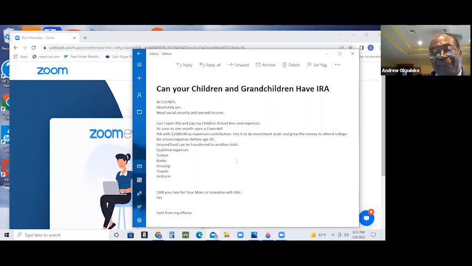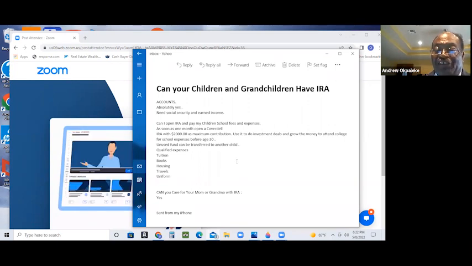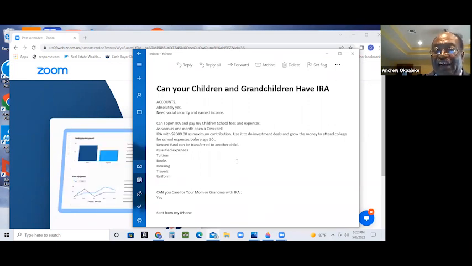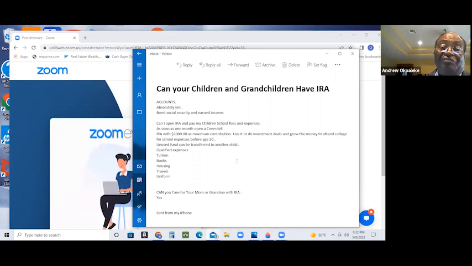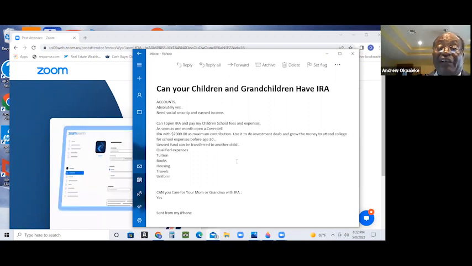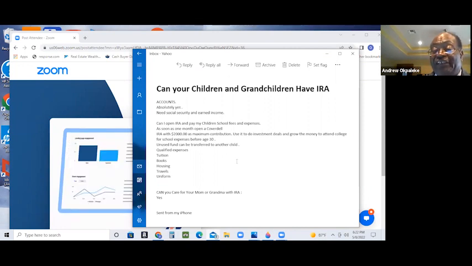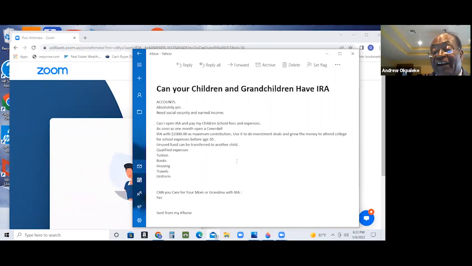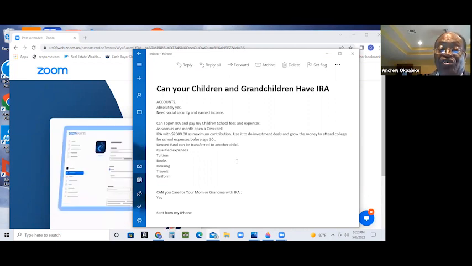So what other type of account can you open for the child? Your child is going to school and you want that child to have some money before they go to school. So they call it Coverdell, Coverdell account. So the Coverdell is for students going to school.